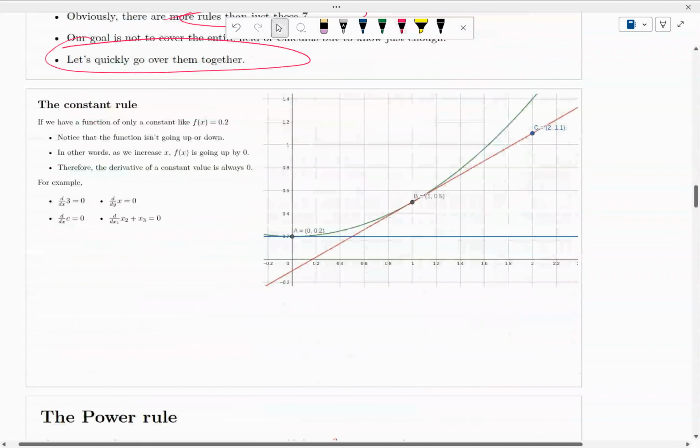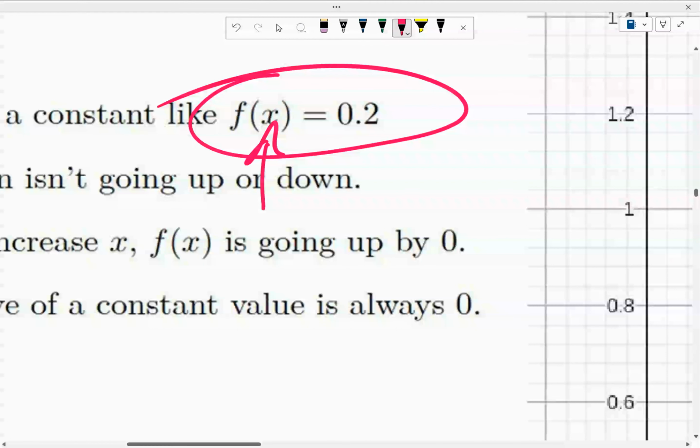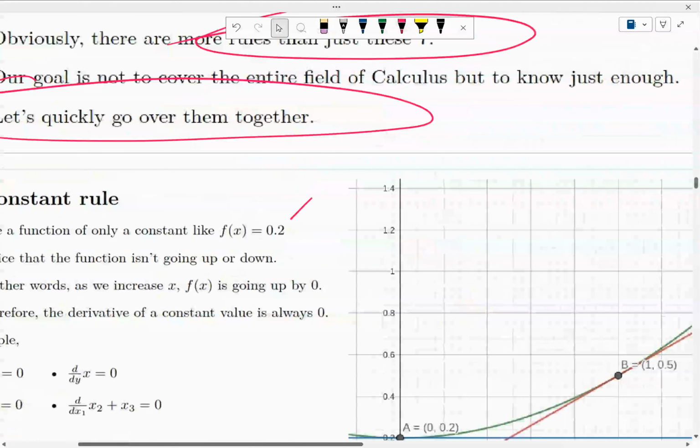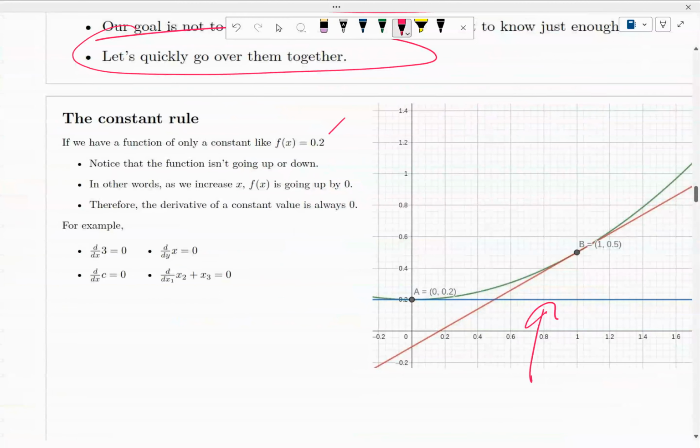So the first rule is called the constant rule. The constant rule is when you have a function of some variable x, but that variable is not there. It's just some constant value like 0.2. In this particular case, if it's just a constant value, 0.2, then all we have is a horizontal line. We just discussed the meaning of derivatives: at any given point, is the function going up or going down? With a horizontal line, obviously it's not going up or going down. Therefore, the derivative of a constant value is always 0.